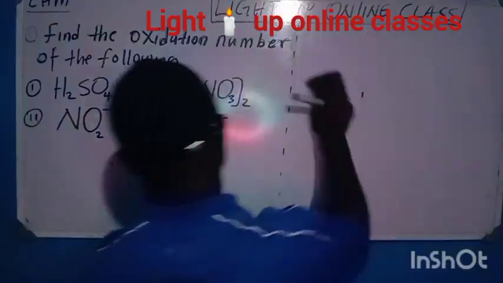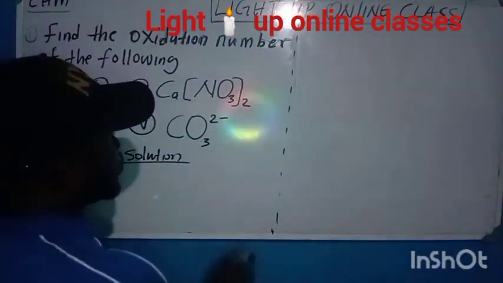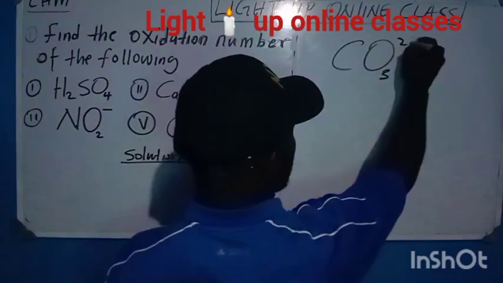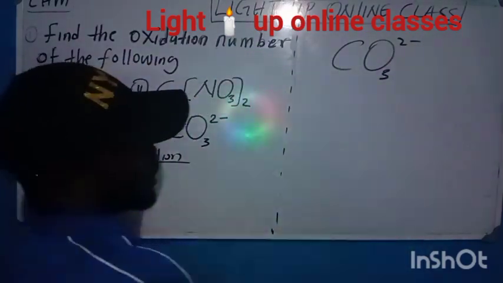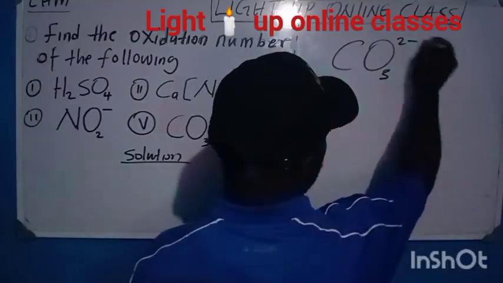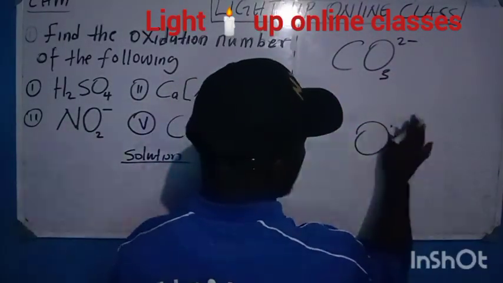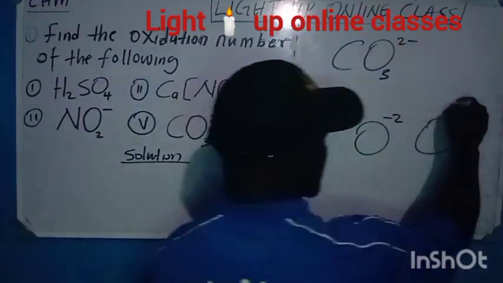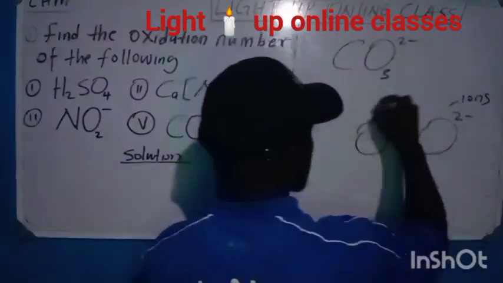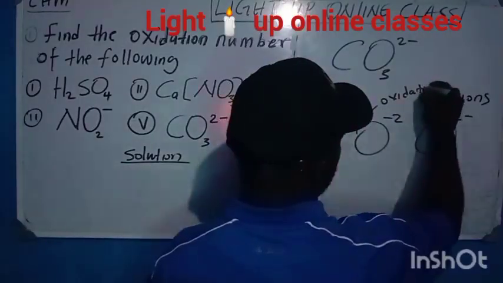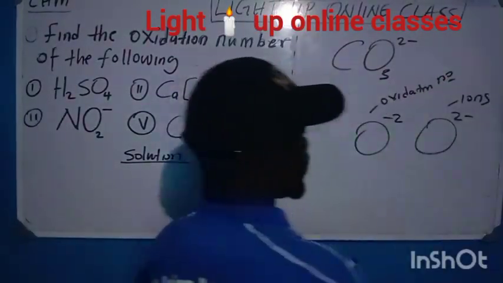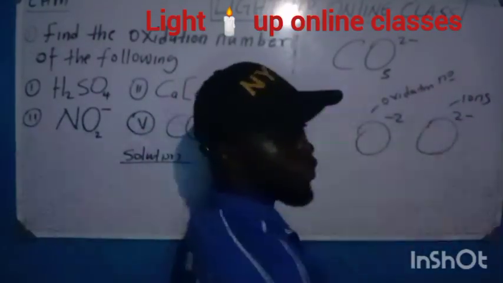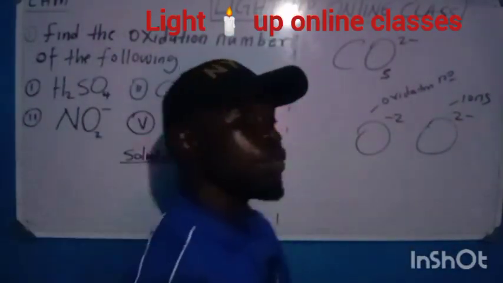Now let's look at the last one. This last one is carbon, 3 atoms of oxygen, and a charge. Now note that there's a difference between -2 and 2-. This one is an ion, meanwhile this one is an oxidation number. For the oxidation number, the charge comes before the number, but in an ion, the number comes before the charge. These are very important points that you should not forget.